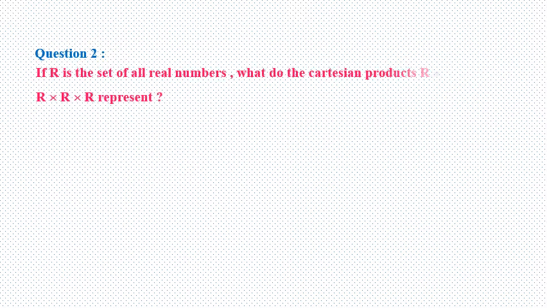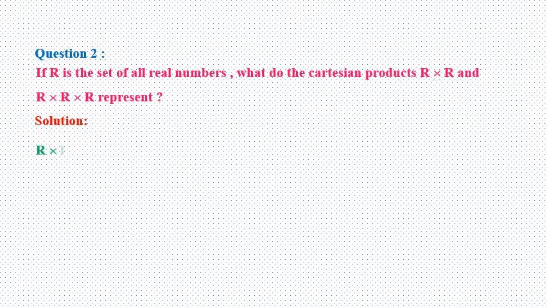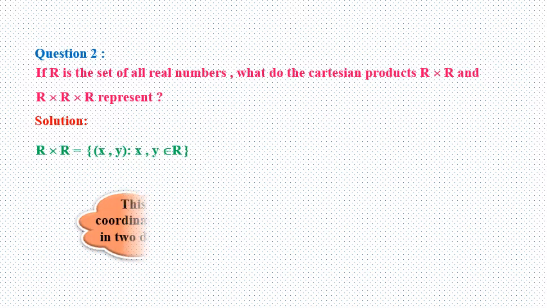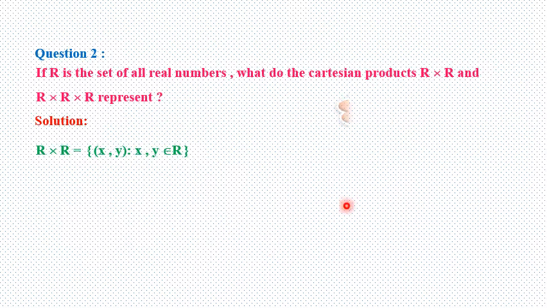Yes. Question number 2. Next, if R is the set of all real numbers, what do the Cartesian product R cross R and the triple R cross R cross R represent? Remember, let us list the elements of R cross R. They are (x, y), where x, y belongs to R. This represents coordinates of all the points in a two-dimensional plane. Very important.